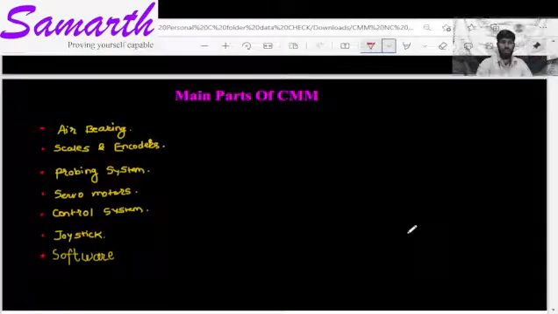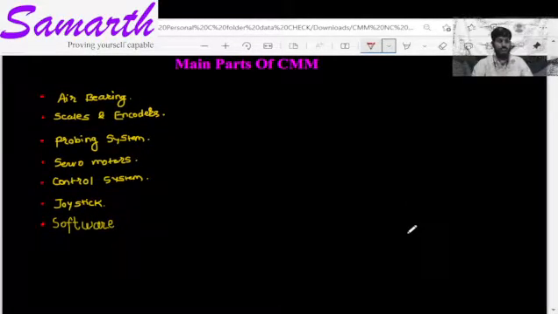The main parts of the CMM are air bearing, scales and encoders, probing system, that means probe like structure. It may be a stylus like or optical scanner or anything. Servo motors. These motors have different speeds and which can be controlled by computer. Such type motor is used. It is not our regular motor. Control system, then joystick for controlling, let us say, any probe or any movable part. Then software, which will be useful for controlling this CMM.